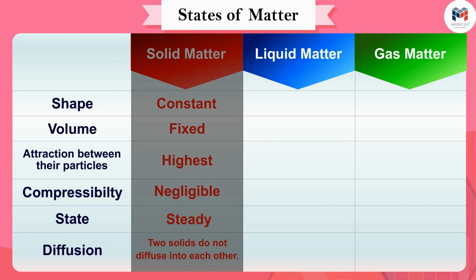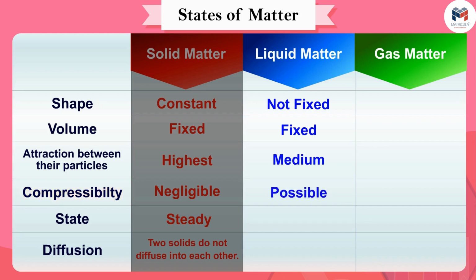We have seen that the shape of liquids are not fixed, but their volumes are fixed. The attraction between the particles of liquid is less than that of solid because the particles of liquid have more space. That is why compressibility of liquid is possible. In a liquid state, the matter is not rigid, but it is fluid. And diffusion of solid, liquid and gas is possible in liquid.